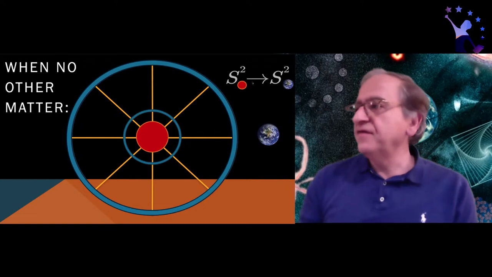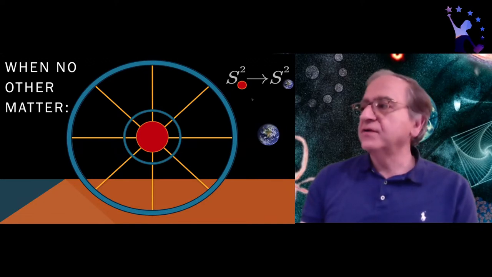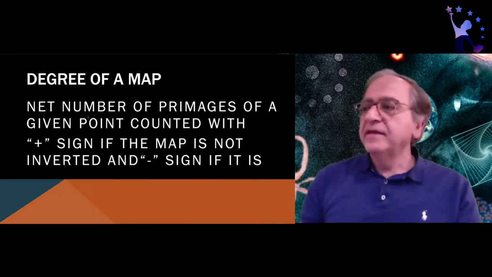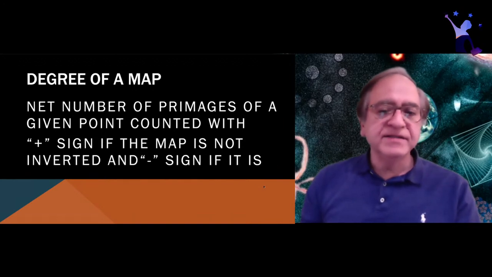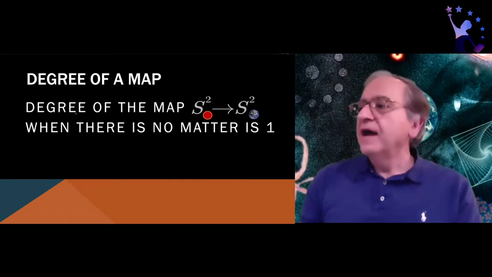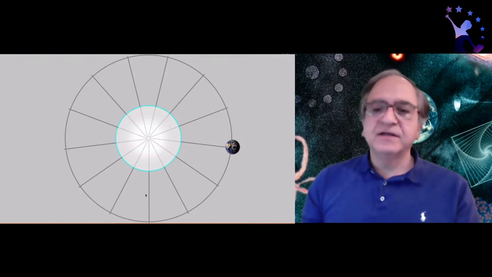Now, mathematicians define the degree of a map as follows. They say, look at any point on this space, and look at the number of light rays that map to it. So the degree of a map is the net number of pre-images of a given point, counted with a plus sign if the map is not inverted, and a minus sign if it's inverted. So that's the definition of a degree. And the degree of the map when there is no matter is one. Why is that? Well, because each light ray gets there and hits you there. Each one goes over and gets over there.